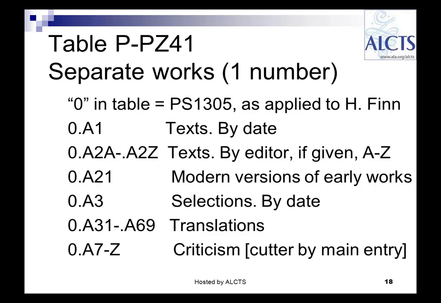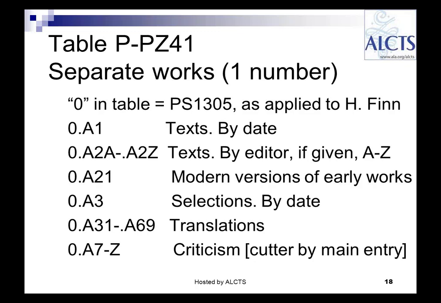Okay, in table P through PZ41, this is the table for separate works having their own number. So it says separate works, one number. The zero represents a whole number, the classification number for the separate work, to which various cutter numbers may be added following a decimal point. In this case, it is disconcerting that the number for the Adventures of Huckleberry Finn, PS1305, is represented by a zero and not by a five if you look in the printed table.